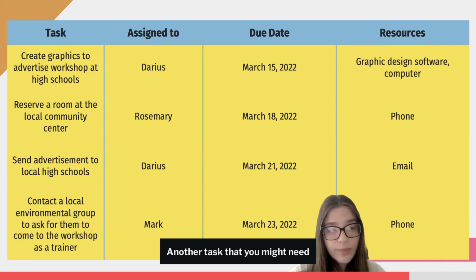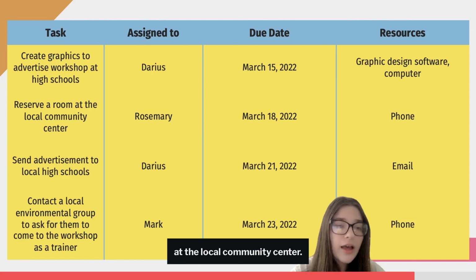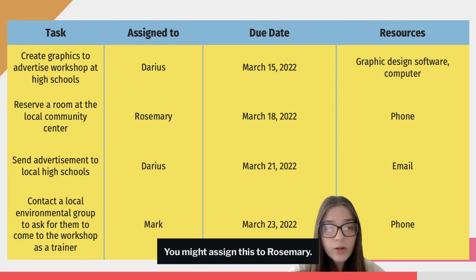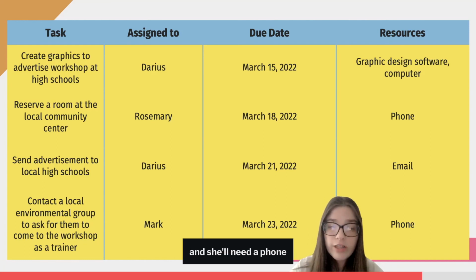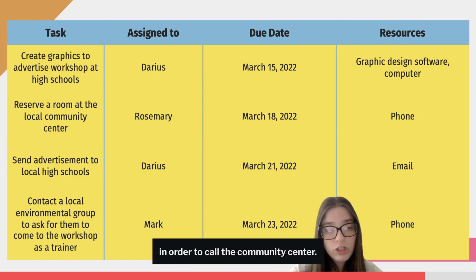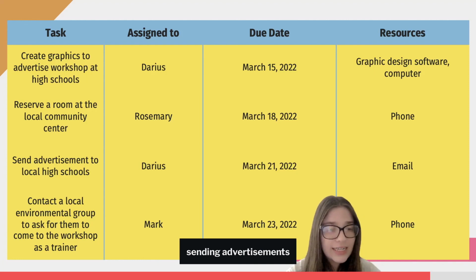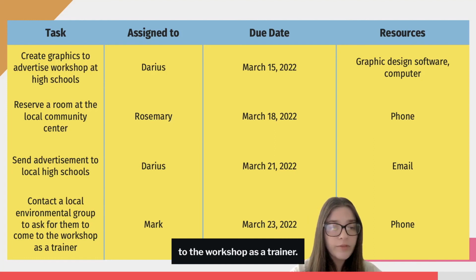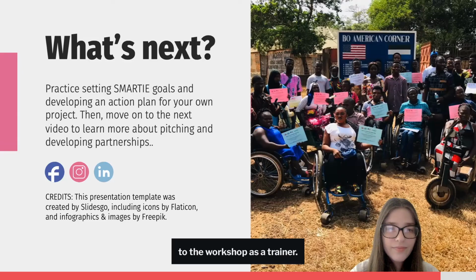Another task that you might need would be to reserve a room at the local community center. You might assign this to Rosemary. She needs to have this done by March 18th, and she'll need a phone to complete this in order to call the community center. Some other tasks might be sending advertisements to local high schools and contacting a local environmental group to ask for them to come to the workshop as a trainer.